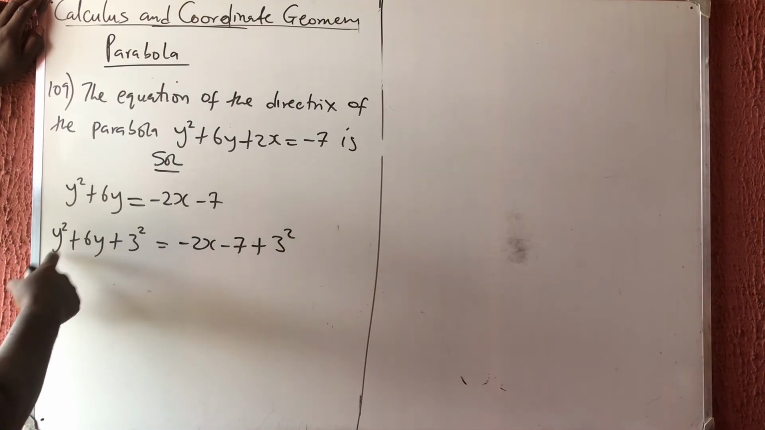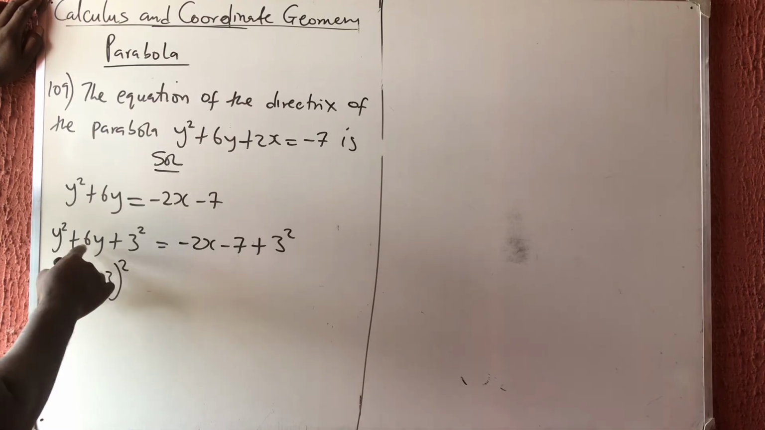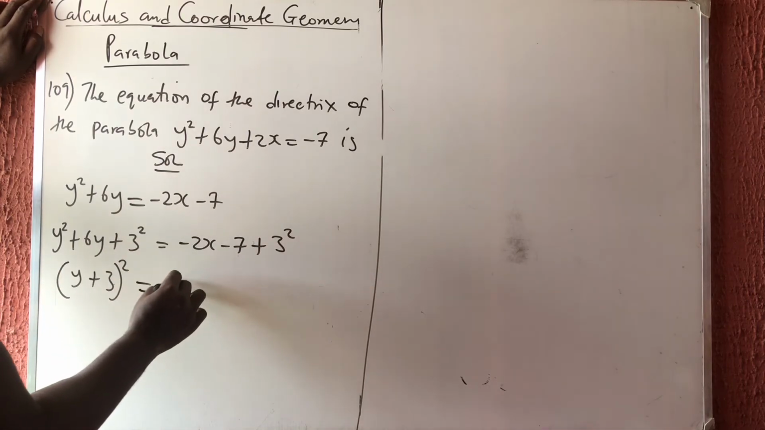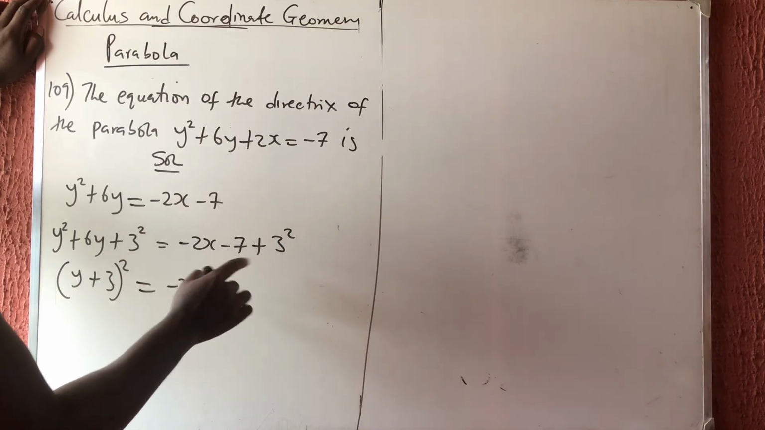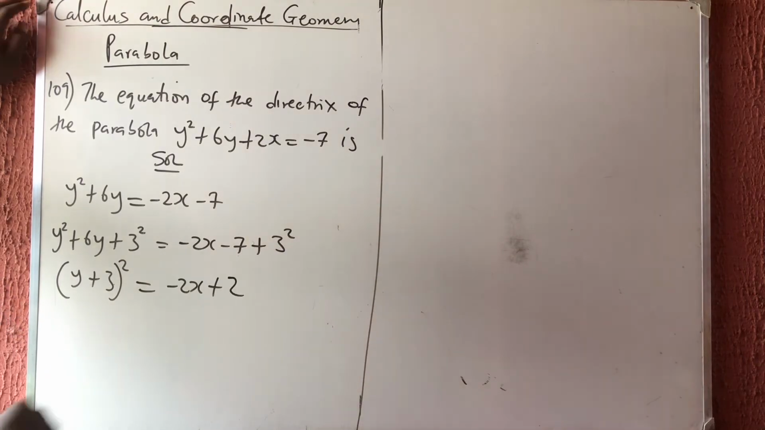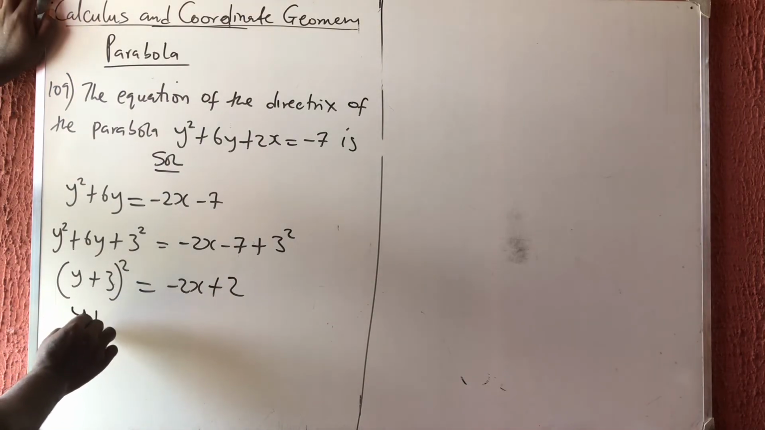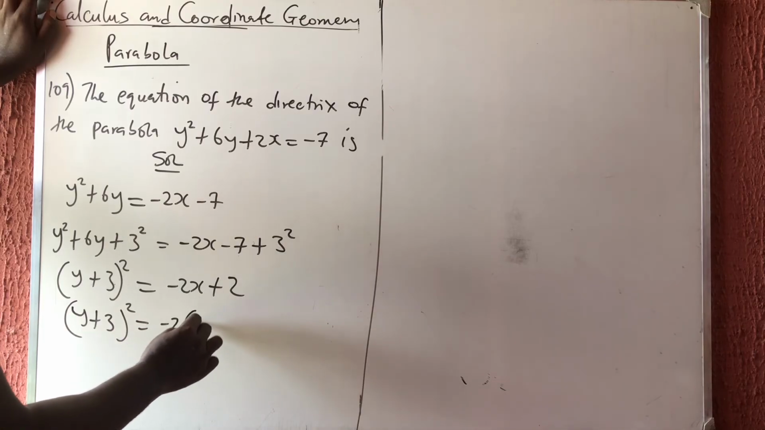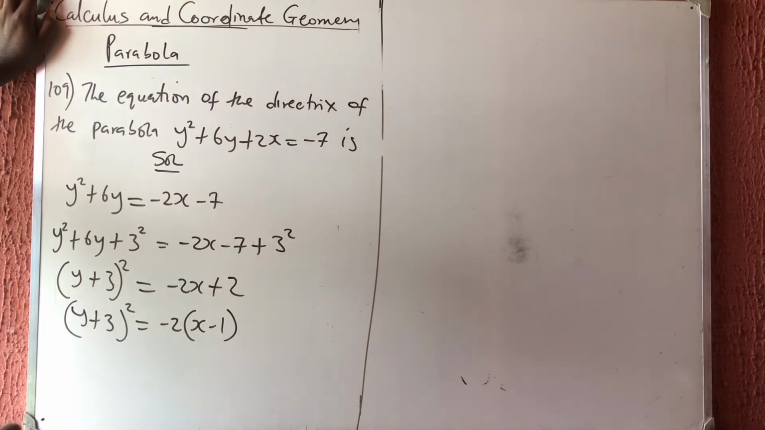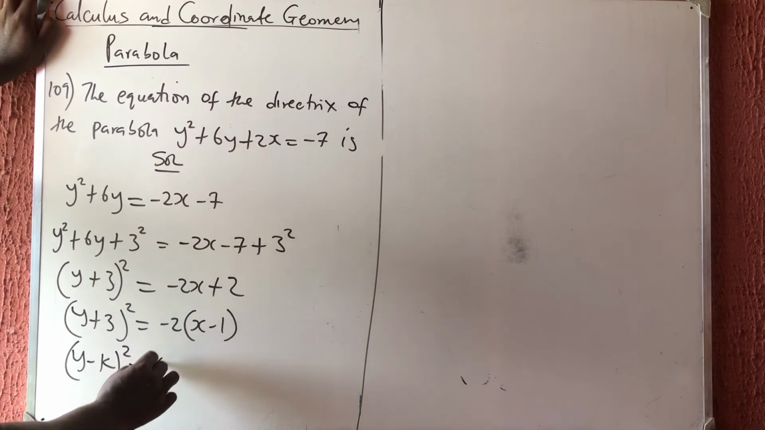So only the terms that have square should be in the bracket. Y plus 3 all squared. If you don't have square, go away. Is equal to minus 2x plus 9. Sorry, 9 minus 7 is 2. So I'm having y plus 3 in bracket squared is equal to, bringing out minus 2, I'm having x minus 1. So compare y minus k all squared is equal to what?